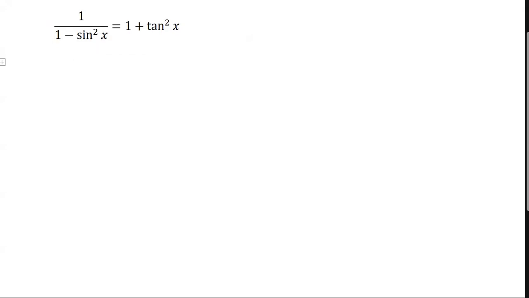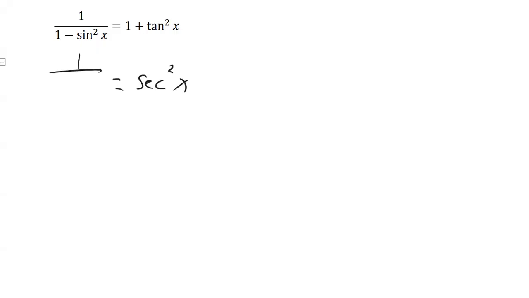1 over 1 minus sine squared x equals 1 plus tangent squared x. Okay, so you might be tempted to do this. 1 plus tangent squared x is secant squared x, and then 1 minus sine squared x is cosine squared x, so that secant squared x is equal to secant squared x. This is precisely what most teachers don't allow you to do. You can only touch one of the two sides. Here, you touch both sides. Not allowed for most teachers.